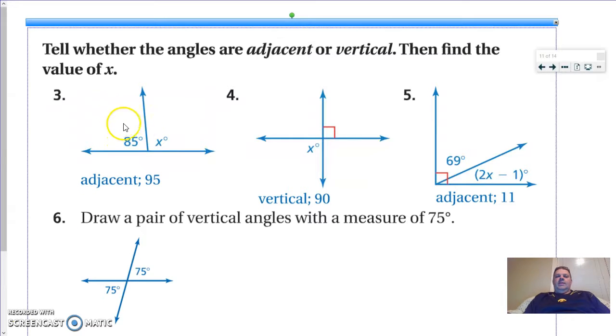In this first one, we know that this is a straight line. Therefore, these two add up to 180. They are adjacent and they are 95. These two are opposites, therefore they are vertical. Opposites are equal, they are 90. This one, we know that 69 plus this equals 90. So when I write 2x minus 1 plus 69 equals 90, I then get 2x plus 68. I will subtract 90 minus 68. I will get 22, and then I will divide by 2 to get x all by itself. It is adjacent. Please do not worry about drawing the vertical angles. We'll do that when I get back.